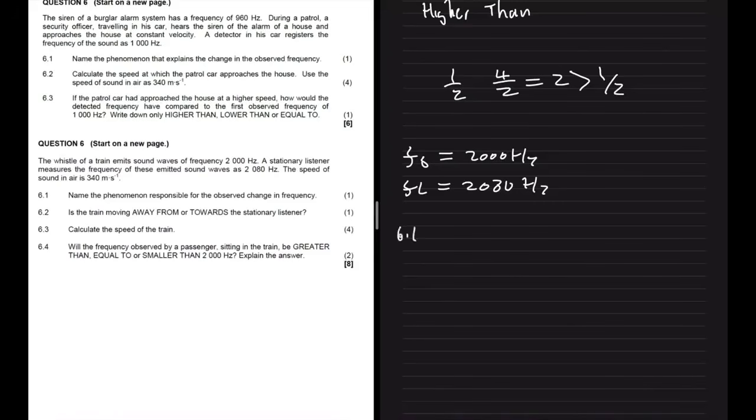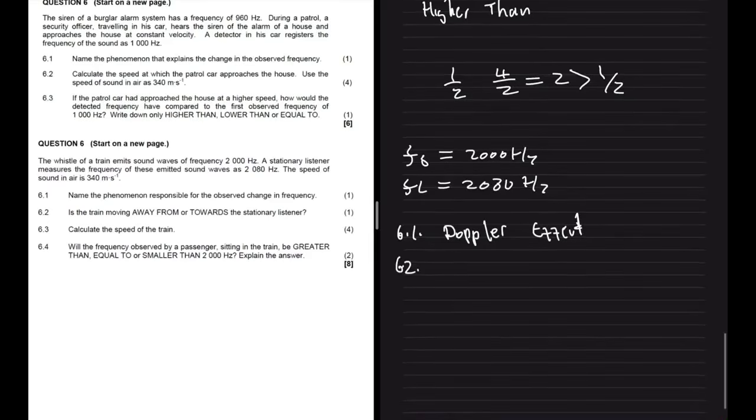So it's either the sound source is moving towards the listener or the listener is moving towards the sound source. Name the phenomenon responsible for the observed change in frequency. That's the Doppler effect. The frequency observed is different from the frequency emitted because of the relative change in position between observer and listener. 6.2, is the train moving away from or towards? It's moving towards, right? It's moving towards because the observed sound is greater than the emitted.